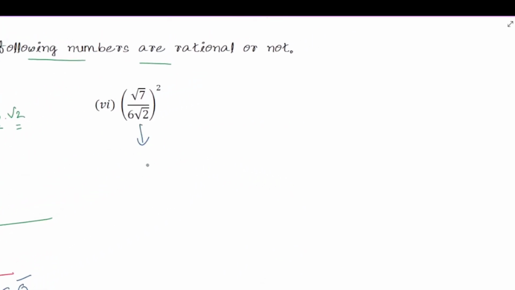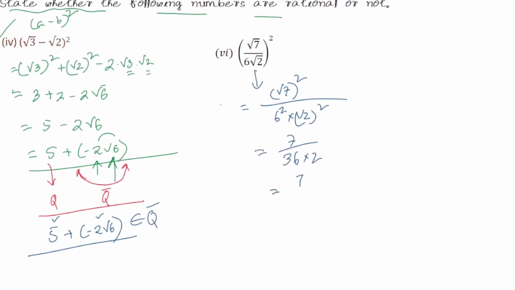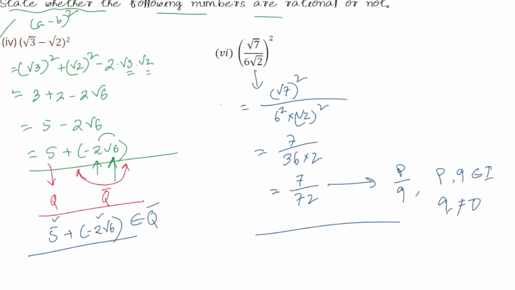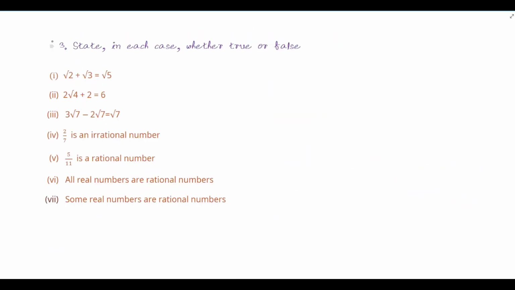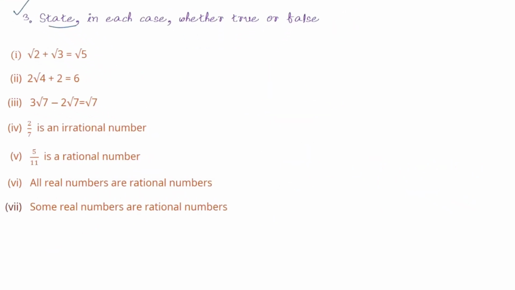And this question number 6, this is root 7 whole square, and the denominator is 6 square multiplied by root 2 whole square, equal to 7 divided by 36 multiplied by 2, equal to 7 divided by 72. So this is in the form of p upon q, where both p and q are integers and q is not equal to 0. So this is a rational number. Question number 3. State in each case whether true or false.